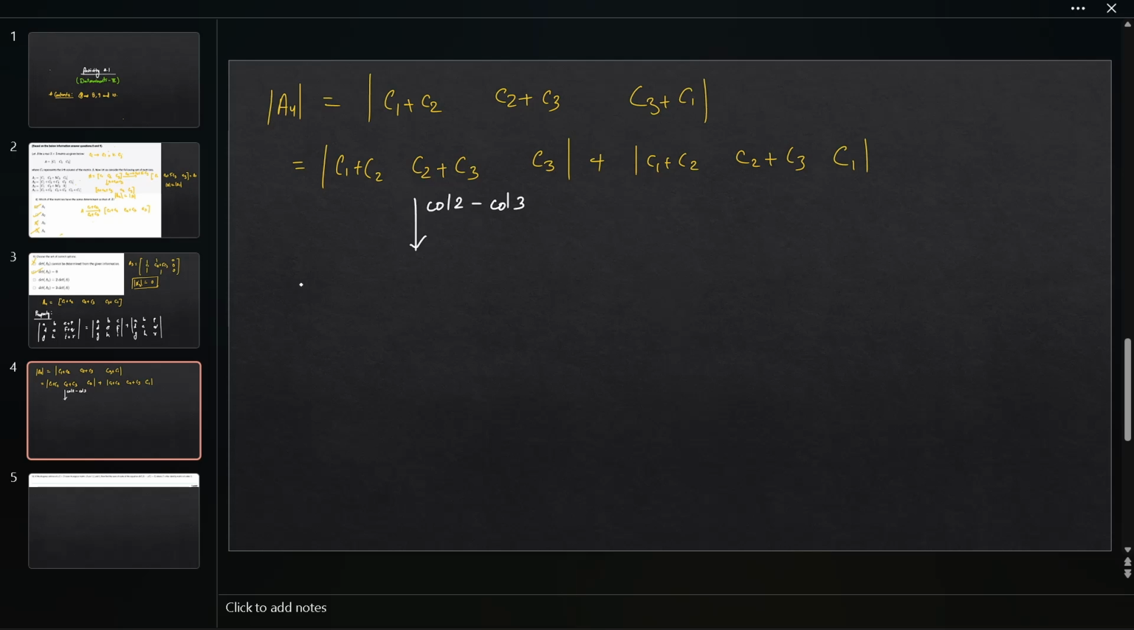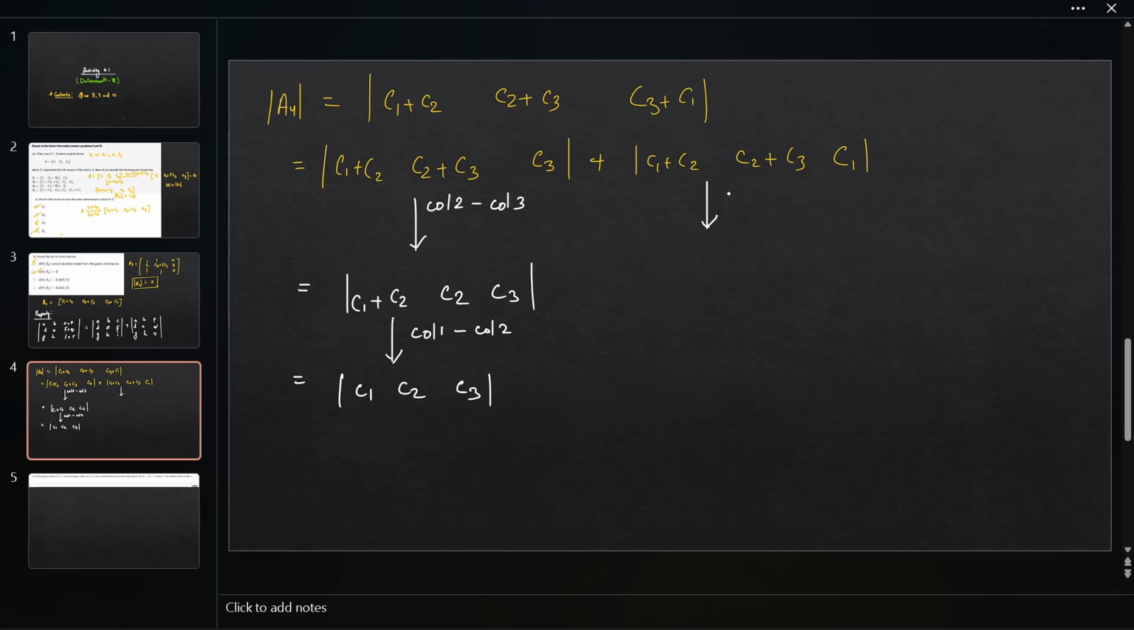What will this give me? This will give me C1 plus C2 and then just C2 and then just C3. And later here I can apply maybe column 1 minus column 2, and that would give me C1, C2, C3. This is basically determinant of A. Okay, I'll do the same thing to this particular determinant as well.